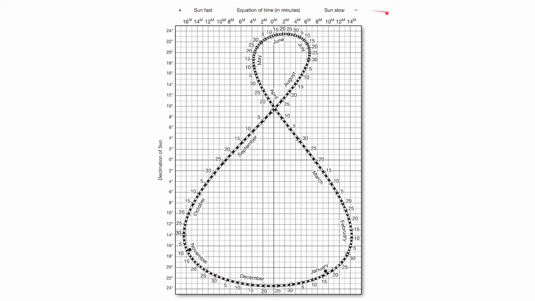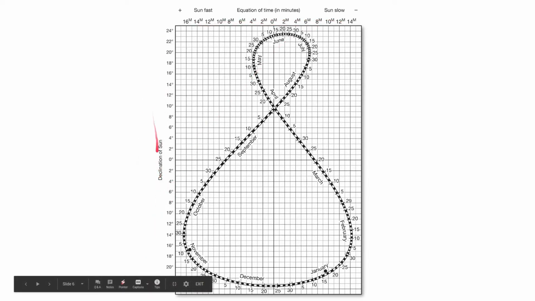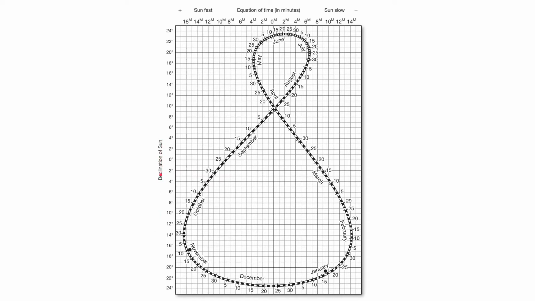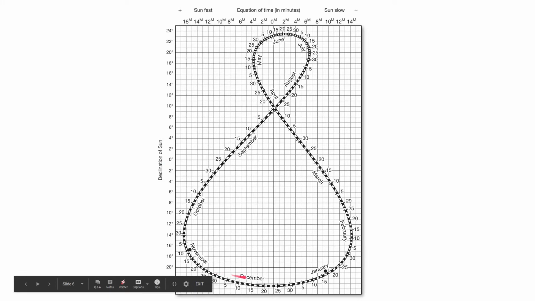Across the top, there's the equation of time. We're going to completely ignore how fast or slow your sundial would be. And along the left-hand side, there is the declination of the sun, which is the latitude of the subsolar point, going from 23.5 north at the Tropic of Cancer to the equator to 23.5 south at the Tropic of Capricorn.